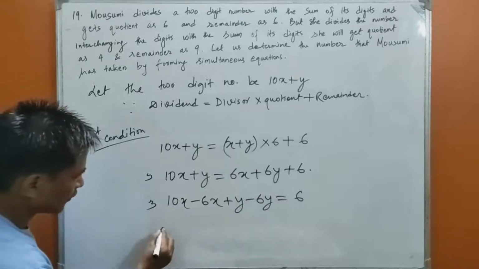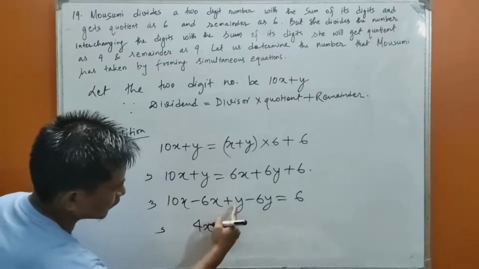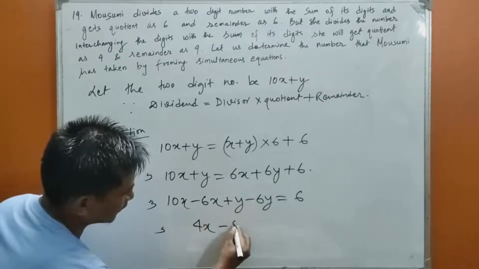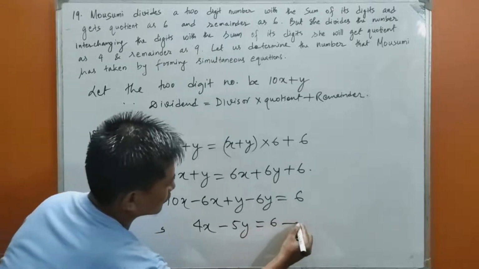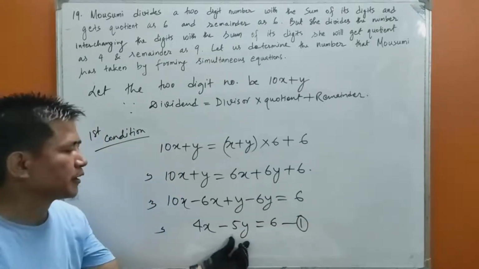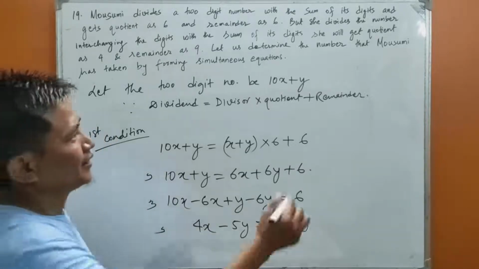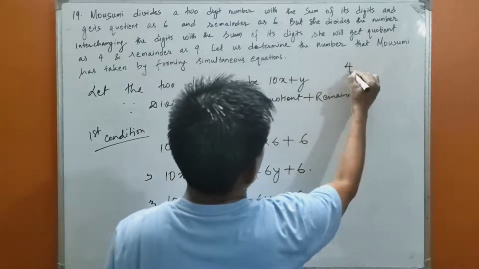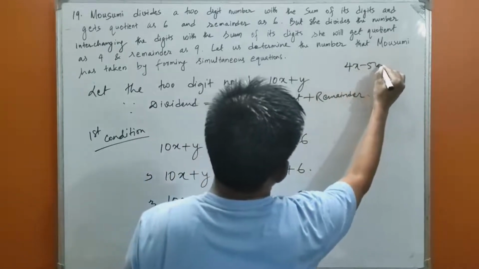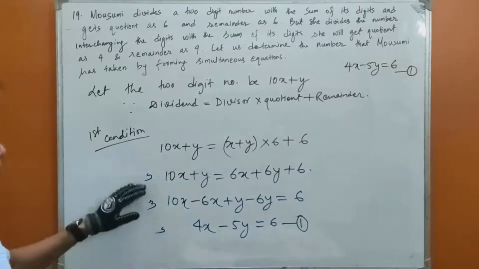Now 10x minus 6x is 4x. Plus y minus 6y is minus 5y, isn't it? The sign of the greater number comes, equals 6. So this is equation 1. 4x minus 5y equals 6 is equation 1. Let me write this equation here: 4x minus 5y equals 6. This is equation 1. Now please take the screenshot.